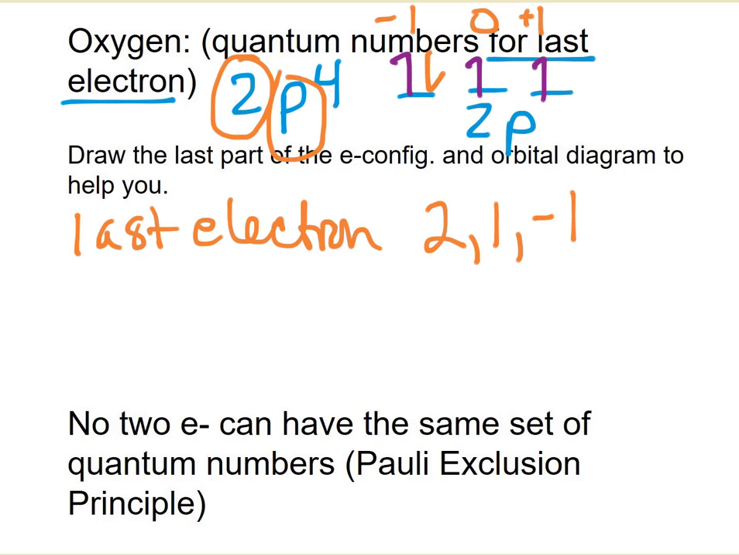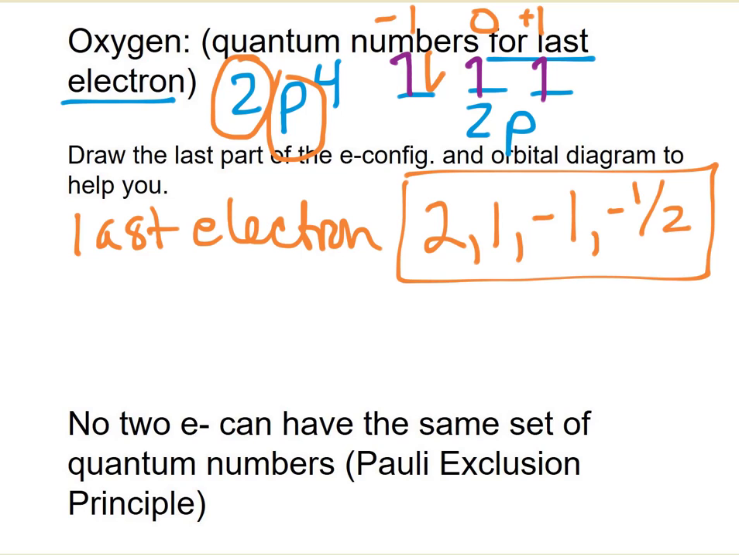And then the last is the electron. Is it having an upspin or a downspin? And we're going to say it has a downspin because I can see it. It's going down. So it's a -1/2. So there are my 4 quantum numbers.